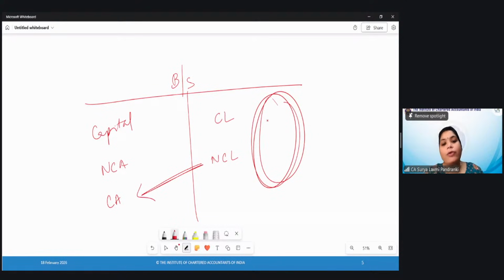Whatever assets you have, you will have to pay the liabilities using those assets, right? That is what is the criteria, or that is what we generally do. How do you get your amount?